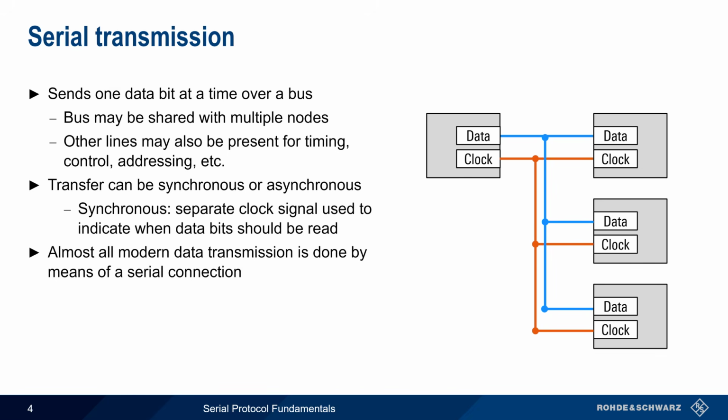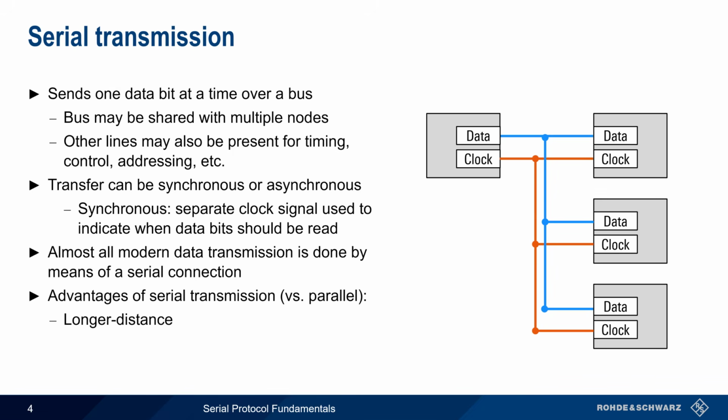Serial data transmission has largely replaced parallel transmission in modern systems because it has numerous advantages. These include supporting longer distance connections, higher data throughput, and a higher node count.